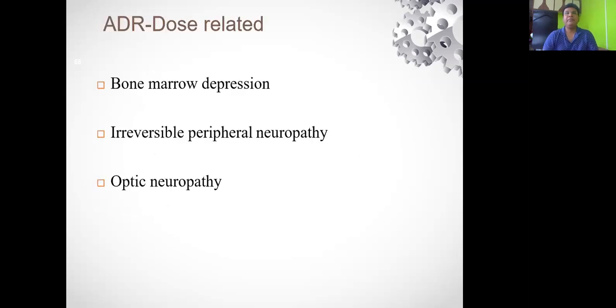Now, the adverse drug reaction profile of linezolid: it causes bone marrow depression, that is myelosuppression, and it also causes irreversible peripheral neuropathy. It may also cause optic neuropathy or neuritis. So these are the three major side effects of linezolid: bone marrow depression, irreversible peripheral neuropathy, and optic neuropathy.